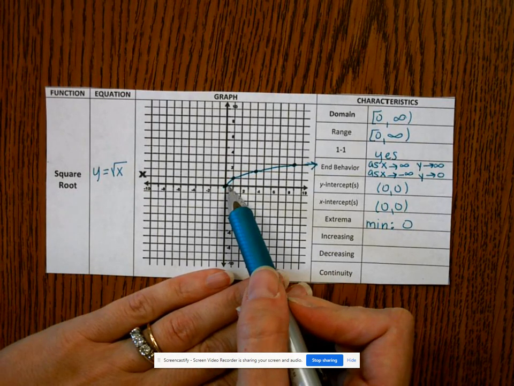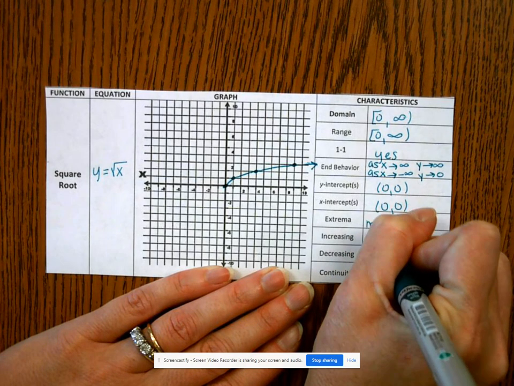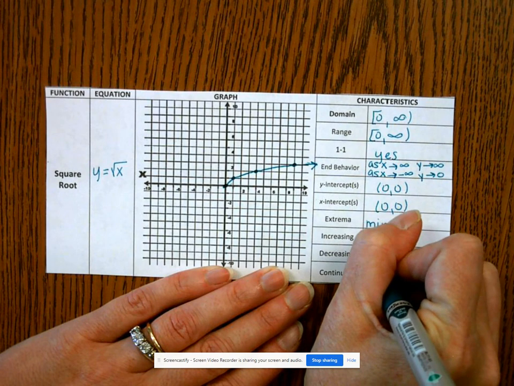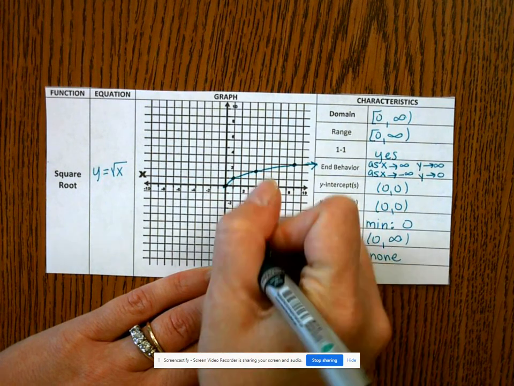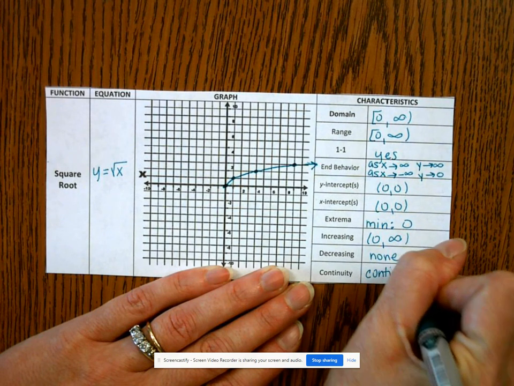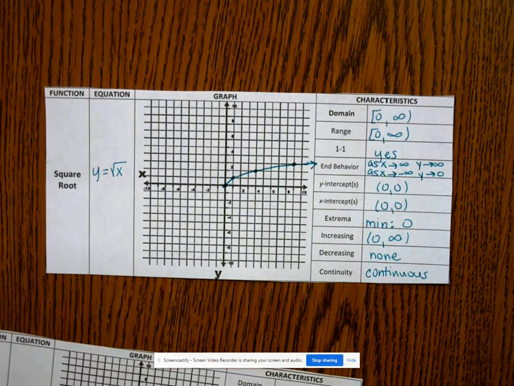This function is increasing, and that's all it ever does. So it increases from 0 to infinity, and it does not decrease. And I can draw it without picking up my pencil, so it is continuous. All right, so you'll glue that in your composition book, and then we'll do cubic.